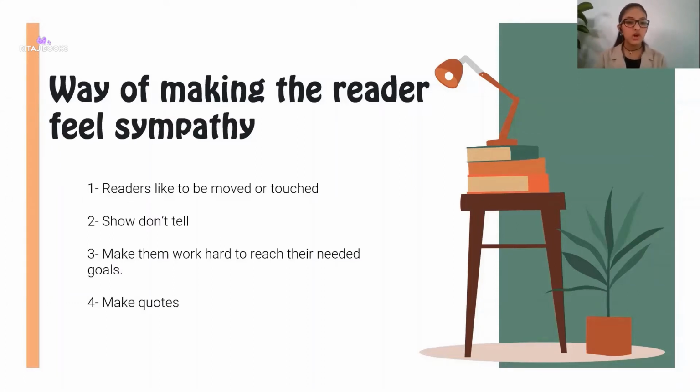Show, don't tell. I've heard this a lot, and I decided to put this in this program because it's really important. Show, don't tell. When we say show, don't tell, we mean that you write plots and scenes. Don't just tell what's happening, talk about that, and show the reader what's happening. Just go to the point already and show the reader and make them feel sympathy. That's our goal.